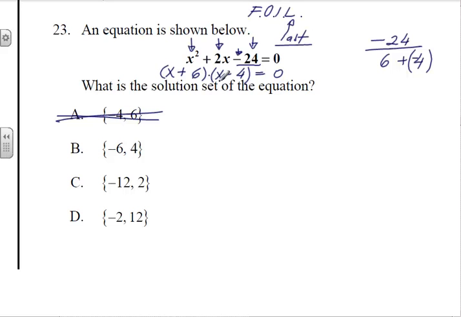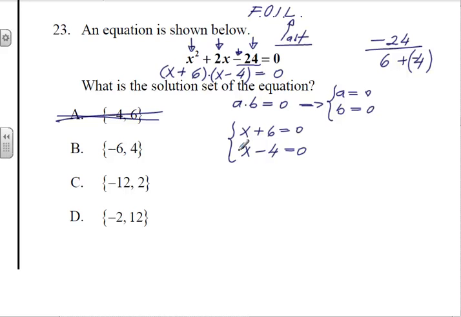You have to think about it. Remember, I did this in a previous problem. If the product of two numbers is 0, let's say A times B equals 0, and I'm repeating myself, this is the zero product property. It says if two numbers multiply to give you 0, either one of the numbers is 0 or the other number is 0, or you may have both. So in this case, I will have two equations: x plus 6 equals 0, and x minus 4 equals 0. And guys, this is like a 4th grade, 5th grade equation.